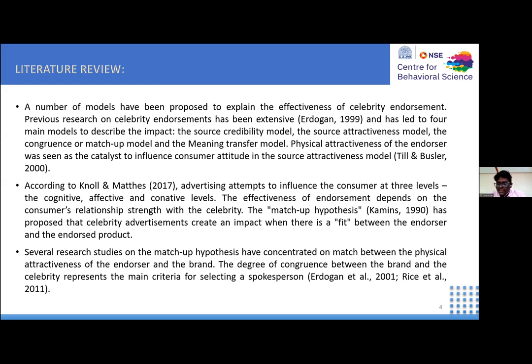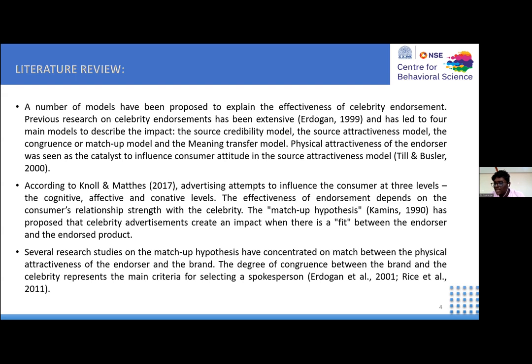And when we talk about fit, we are talking about congruence. According to Misra and Beatty, congruence in celebrity endorsement is defined as a context where the highly relevant characteristics of the spokesperson are consistent with the highly relevant attributes of the brand. Since they did not define what the highly relevant characteristics are, subsequent research studies center around studying them. Several studies on the matchup hypothesis have concentrated on the match between the physical attractiveness of the endorser and the brand, for example, a physically attractive film actress endorsing beauty cosmetics. Expertise, credibility, trustworthiness, personality, and self-image have also been examined in this context.